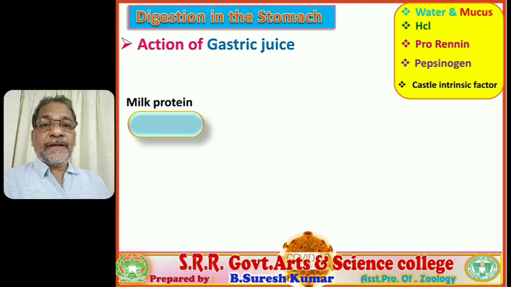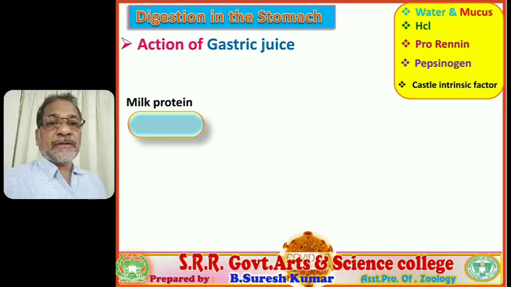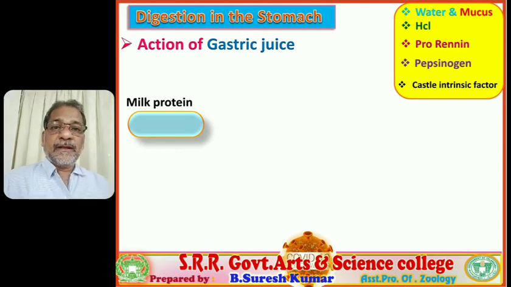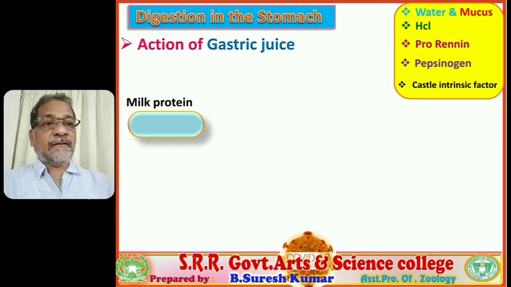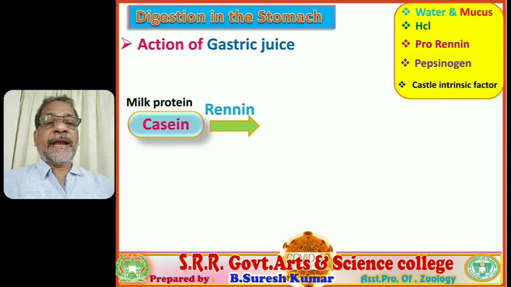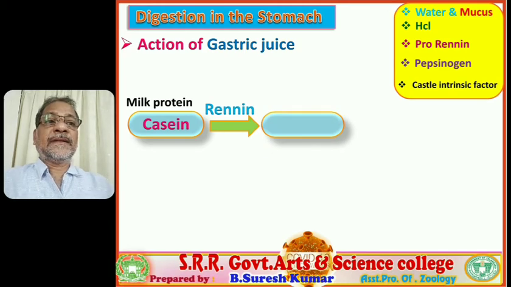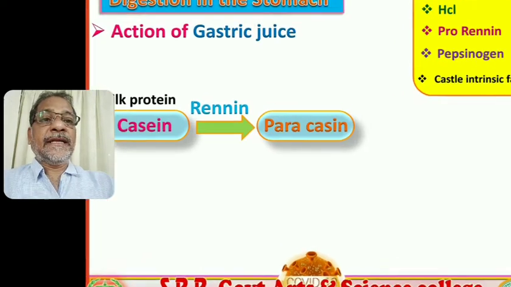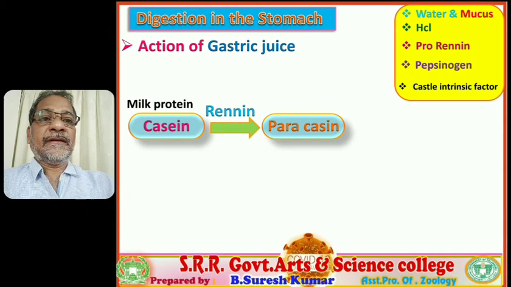The activated enzymes are involved in the hydrolytic process of digestion. Whatever milk protein is present in our food is called casein. The activated enzyme renin hydrolyzes the milk protein casein into paracasein. Remember, very, very important. So the casein is hydrolyzed as paracasein.